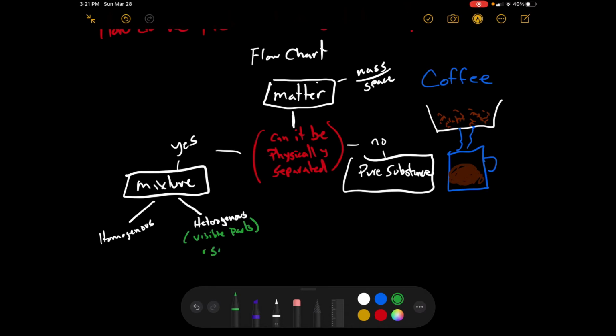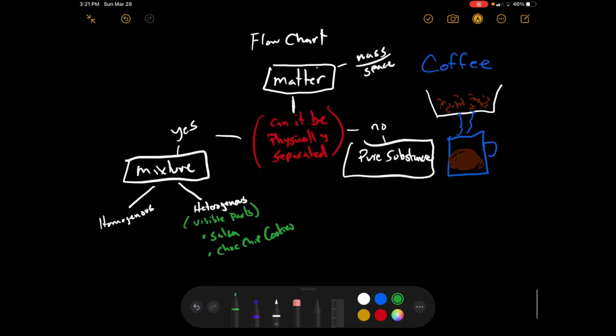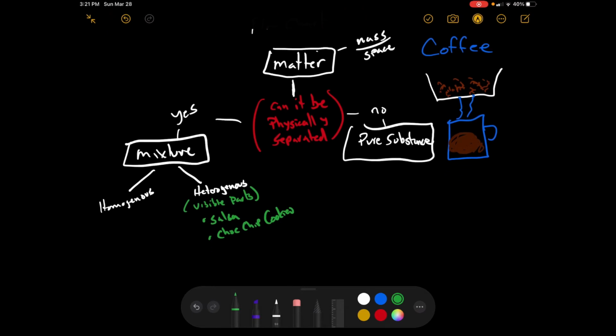We can think of things like salsa. You can see the tomatoes and the cilantro and the onions. Another one is going to be chocolate chip cookies, or ice cream. You can physically see the chocolate chips. And so that is going to be a heterogeneous mixture. The word heterogeneous literally means different, right? You can see the different parts. The word homogeneous means same.